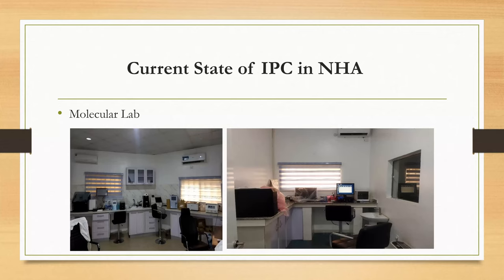So another improvement is the creation of a molecular lab. We have a world-class molecular lab in our hospital that has various equipment. This molecular lab is situated at the basement, just above our isolation ward for easy accessibility. Over here, they have machines for chemistry. These tools are for chemistry. One uses cartridge, this other one uses reagents. We have a distiller that distills water with UV rays, and other equipment also in here. Next slide.